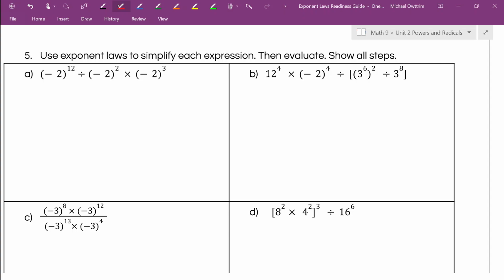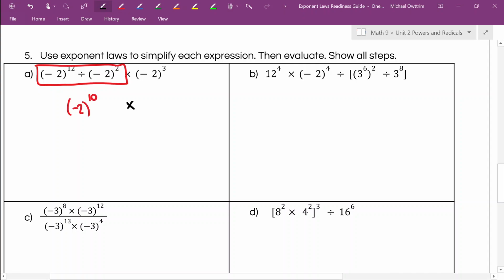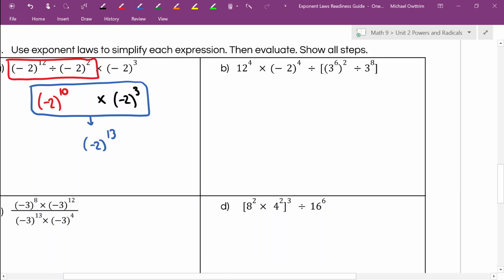Question A, we've got multiplication and division, so we're just going to work from left to right. When we divide powers with the same base, we subtract their exponents. So this part will become negative 2 to the 10. Obviously 12 take away 2, giving us that 10. And then when we multiply powers with the same base, we're going to add their exponents. And so this will be negative 2 to the 10 plus 3, or negative 2 to the 13.